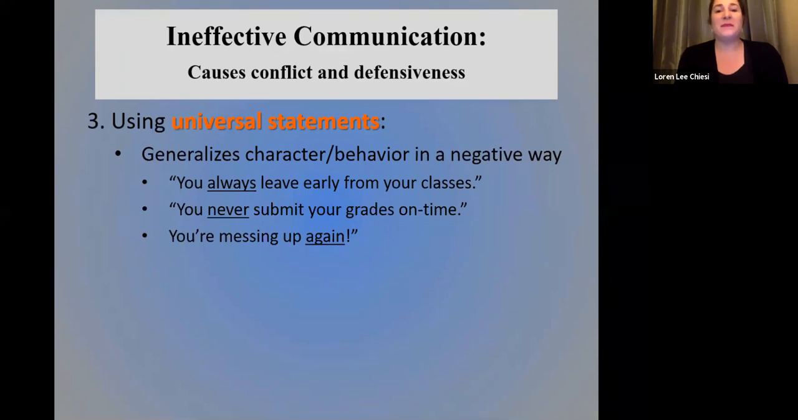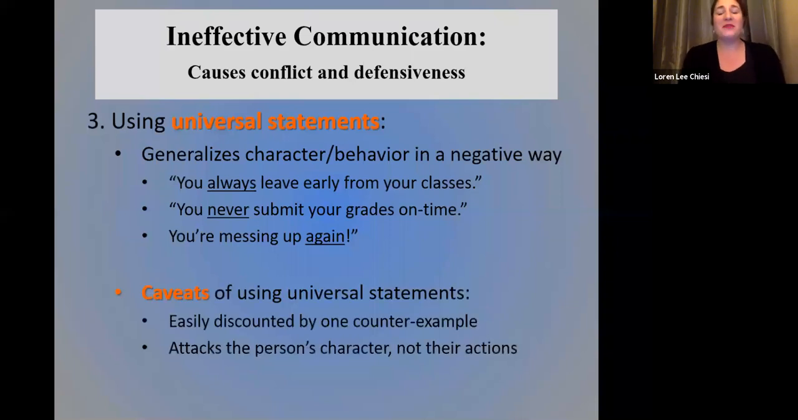And universal statements are any statement that generalizes a character or a behavior in a negative way. So saying things like, you always leave early from classes, you never do this, you're messing things up again. Anytime you make a statement that is general, large, all-encompassing, it is immediately not only negative, but wrong. And why? Because when you use universal statements, you are easily discounted by one counterexample.